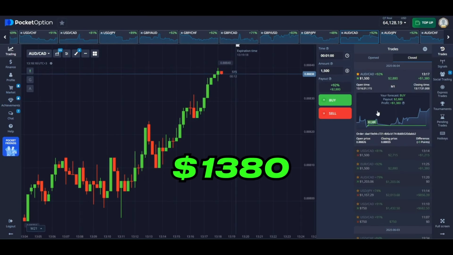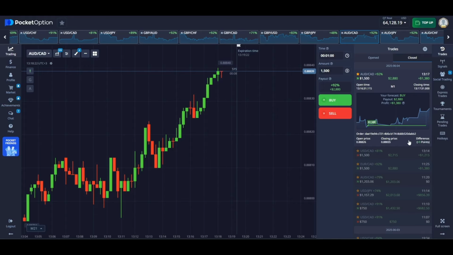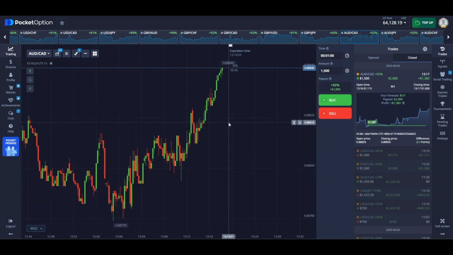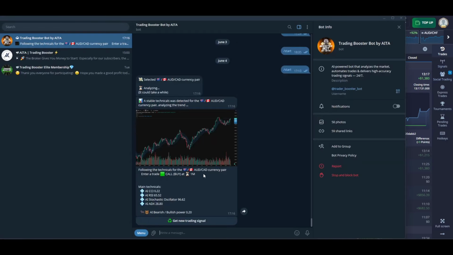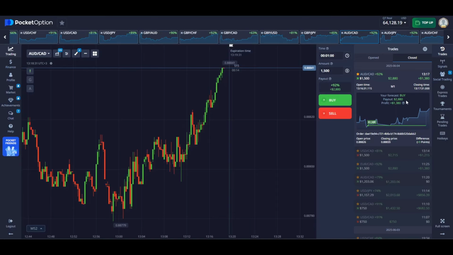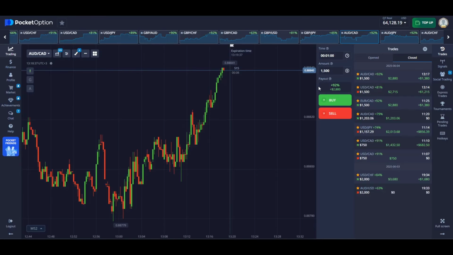At one point, my internet froze, but as you can see, this trade closed in profit and brought me an excellent return. The price went up by 9 points, and as you can see, that's entirely thanks to the bot. I didn't do any analysis myself. I just got a buy signal and, accordingly, opened an upward trade.